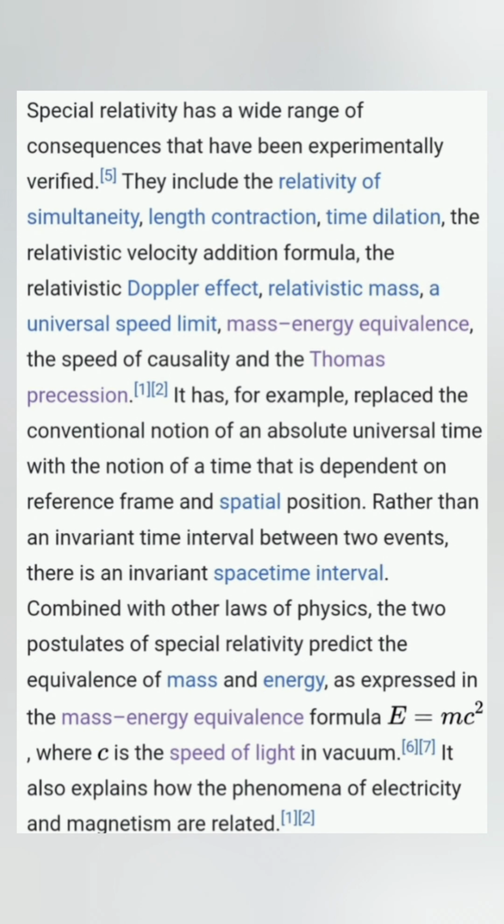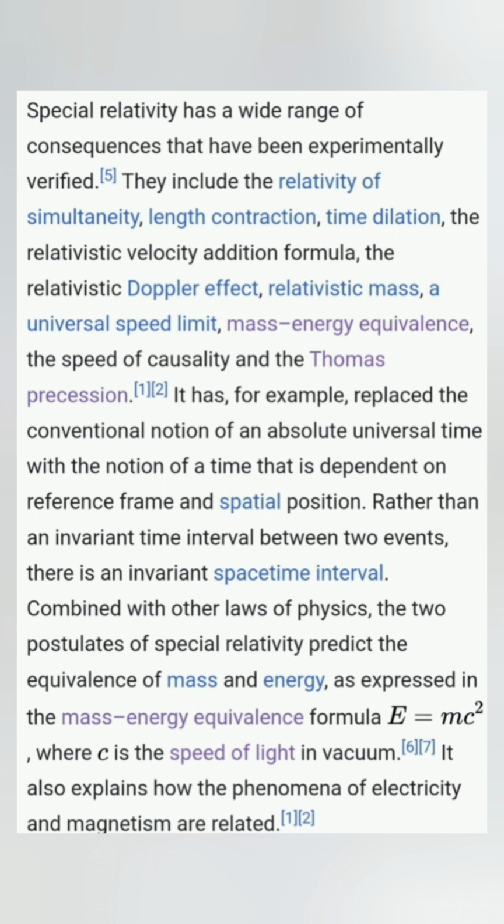Special relativity has a wide range of consequences that have been experimentally verified. They include the relativity of simultaneity, length contraction, time dilation, the relativistic velocity addition formula, the relativistic Doppler effect, relativistic mass, a universal speed limit, mass-energy equivalence, the speed of causality, and the Thomas precession. It has, for example, replaced the conventional notion of an absolute universal time with the notion of a time that is dependent on reference frame and spatial position, rather than an invariant time interval between two events. There is an invariant space-time interval.